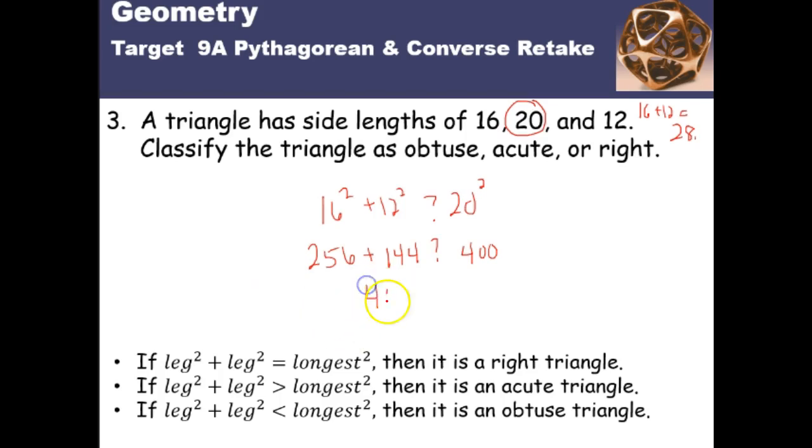So I get 400 is equal to 400. So they're equal. So I look at that. Equal means it's a right triangle.